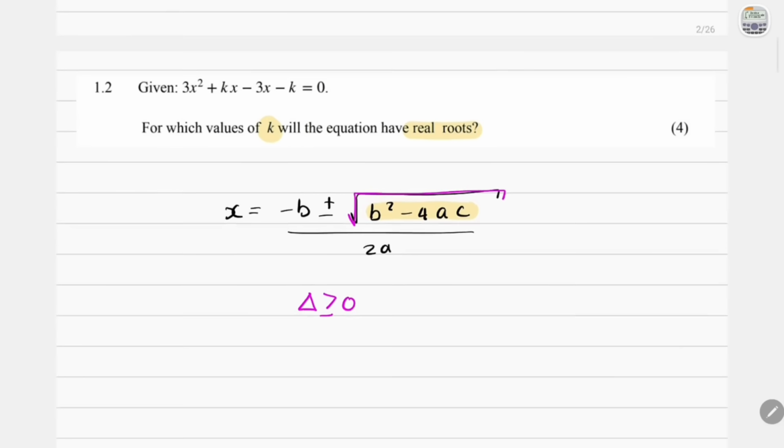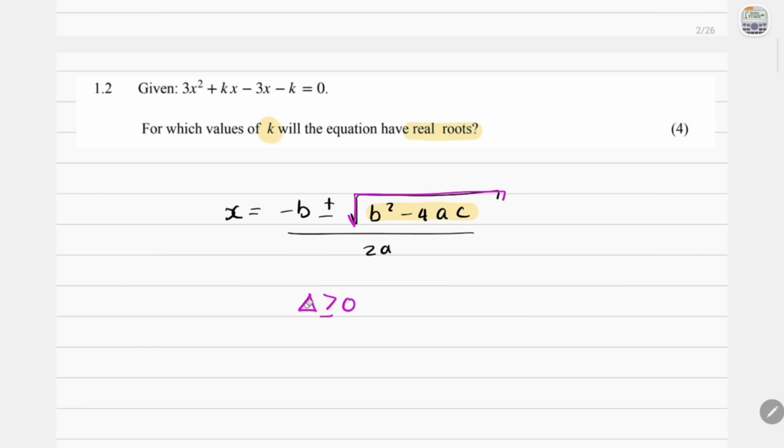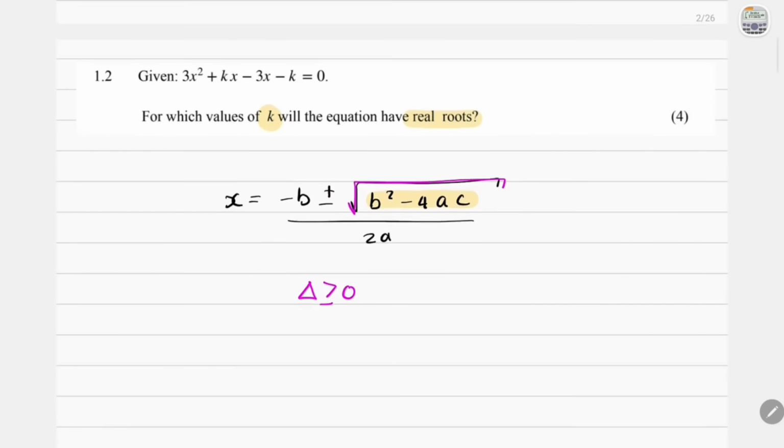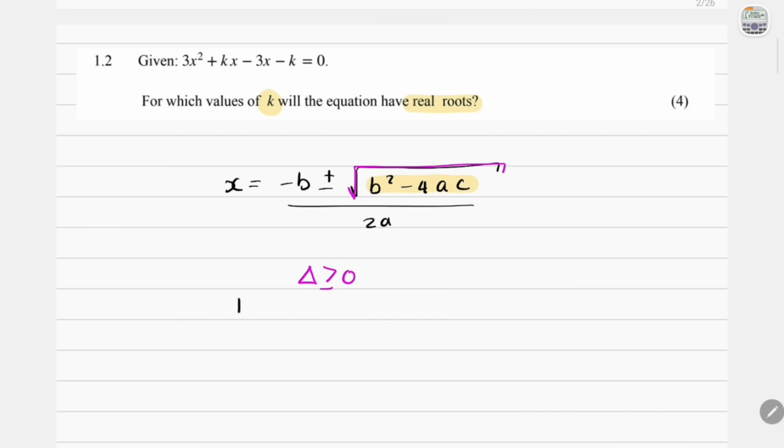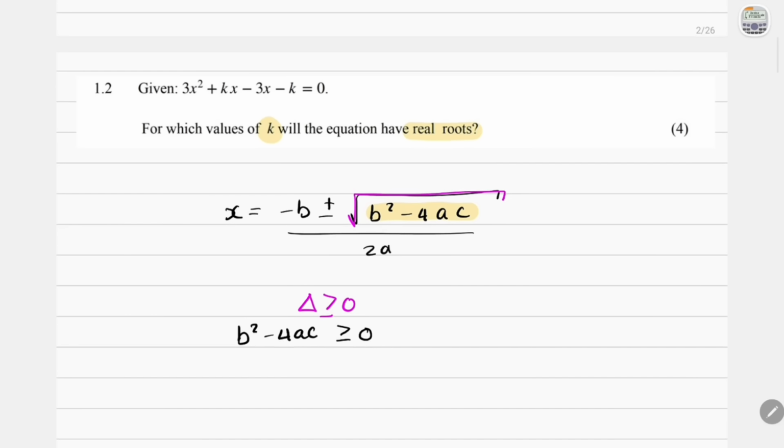Okay, so that's what we need to focus on: making the discriminant greater than or equal to 0. So delta is greater than or equal to 0, but we know that delta is b squared minus 4ac, so this is greater than or equal to 0. Let's figure out what a, b, and c are.